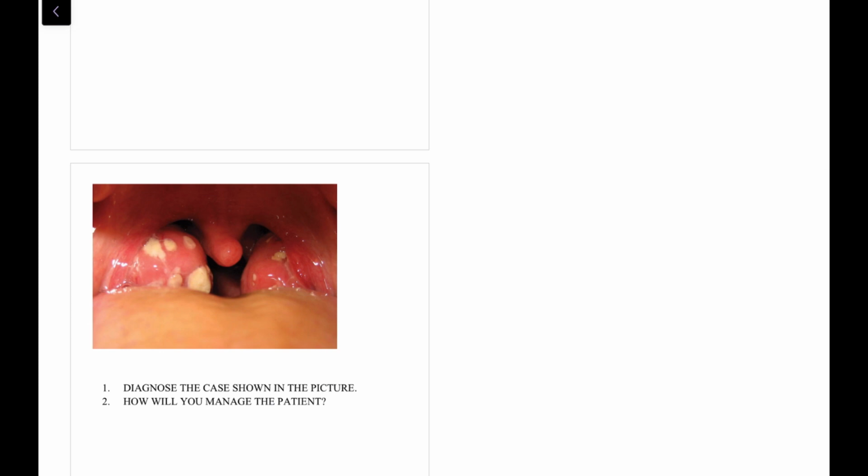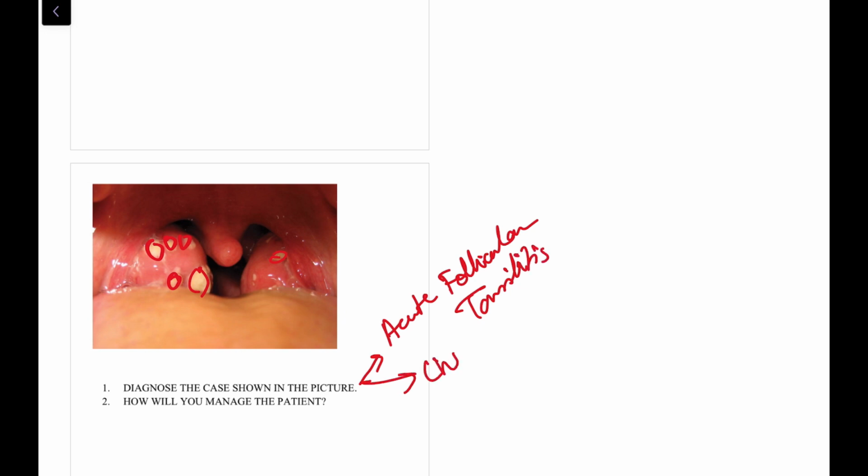See, this is a picture of the two palatine tonsils which are hypertrophied. Now, when you are asked about diagnosis, we can see plenty of follicles over here. So if you are asked for the diagnosis, you can directly say acute follicular tonsillitis, or you may even say chronic follicular tonsillitis, because that difference is made clinically. You can answer both.